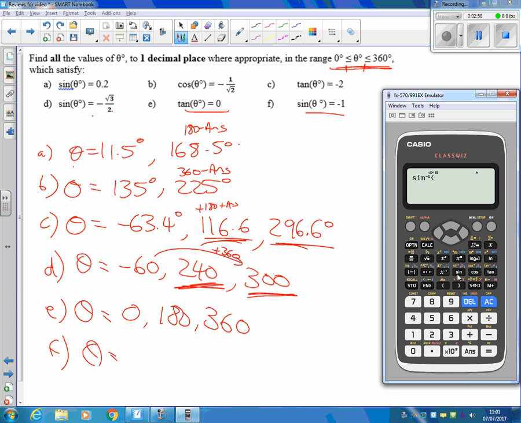The inverse sine of minus 1 is minus 90. Again, that's out of range. How do you get the second answer on a sine? You do 180 take away the answer, which gives us 270. I think if you know your sine graph, you'll be content with that answer.